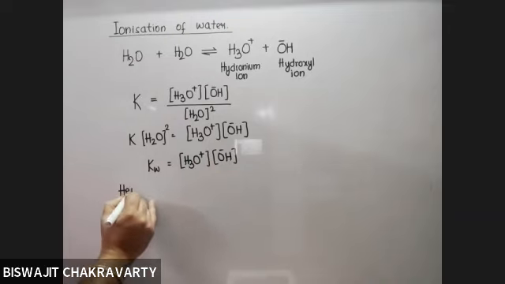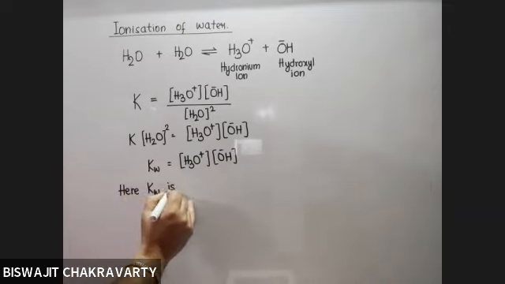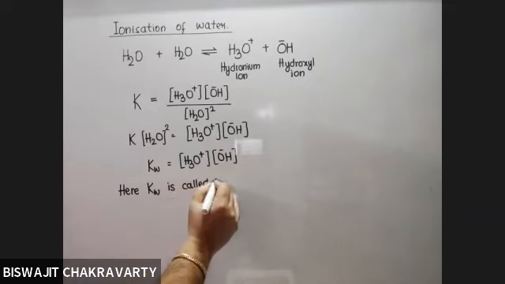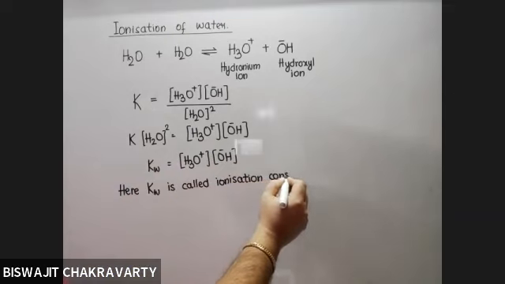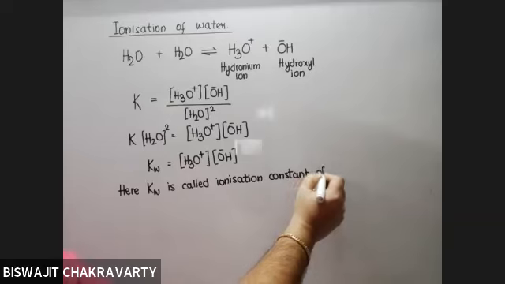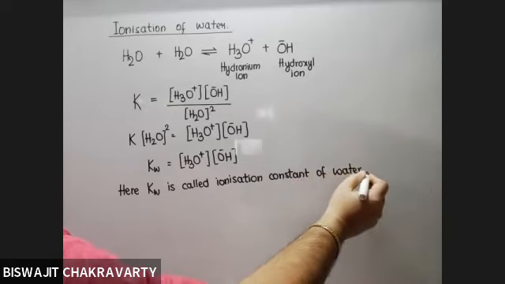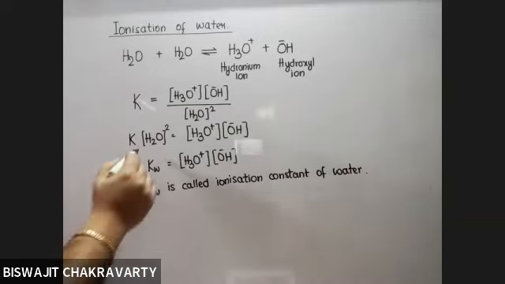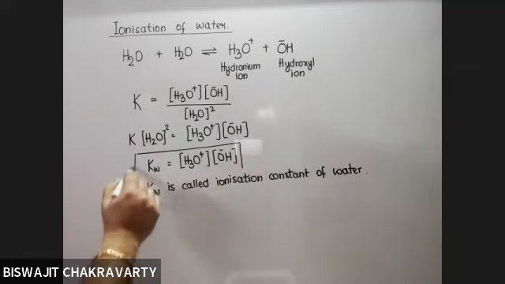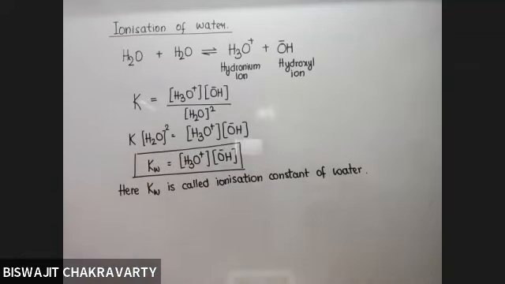So here Kw is called ionization constant of water. So what is ionization constant of water? It is the product of hydronium ion concentration into hydroxyl ion concentration. So Kw is equal to H3O plus concentration into OH minus concentration.